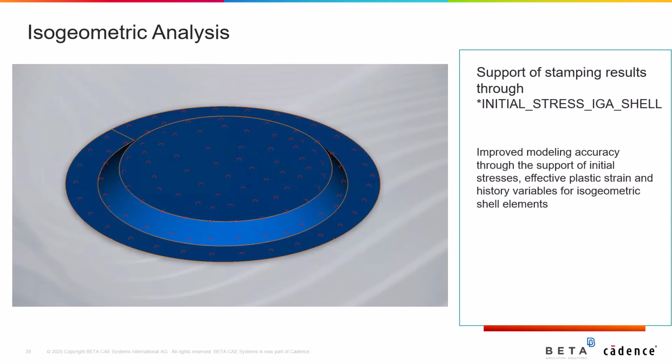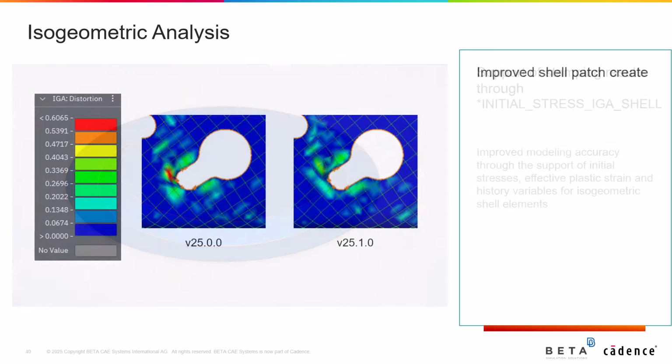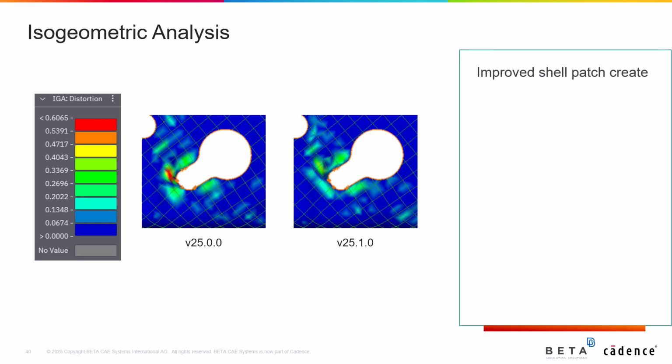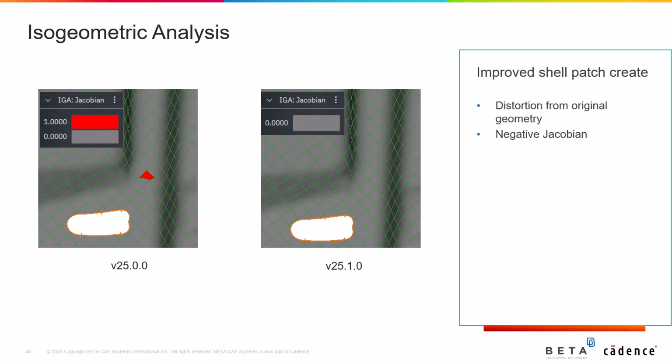Furthermore, more realistic models can now be created through the support of initial stresses, effective plastic strain, and history variables for isogeometric shell elements, allowing for more accurate and detailed simulations. In contrast to version 25, this new version has improved creation of shell patches with respect both to the distortion from original geometry as well as to the negative Jacobian.